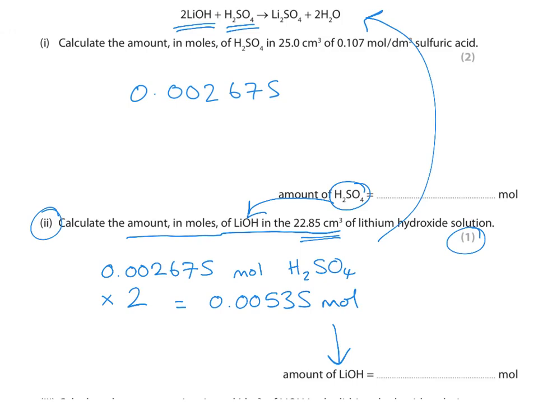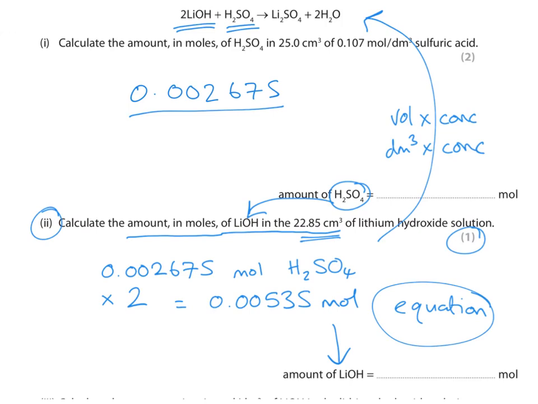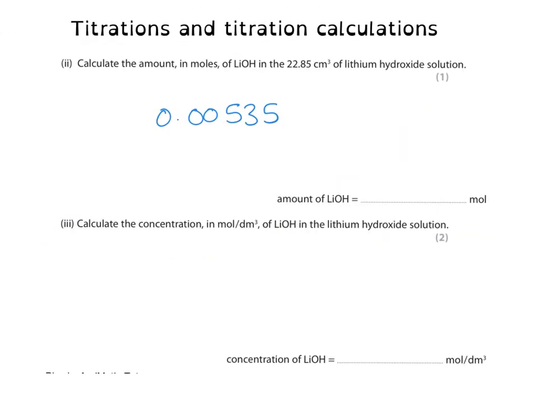So I've got as far as I did moles of acid using my volume times concentration, or decimetre cubed times concentration. And in this bit I used the equation because I went from acid to something else, so I had to use the equation to see how they related. Then I've got, again, a third part of the same question. So we're always going to use the last number in the next part of the calculation.